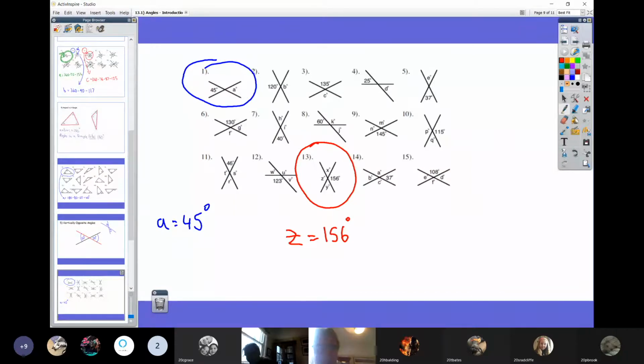And then to work out what X is, remember angles on a straight line add up to 180 degrees. So X and Z together must add up to 180. So if I've just worked out that Z is 156, X would be 180 degrees, take away 156. And the reason for that is angles on a straight line total 180. So you might get some questions on your worksheet looking a bit like that.